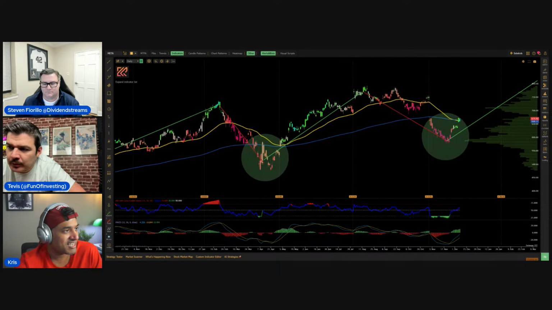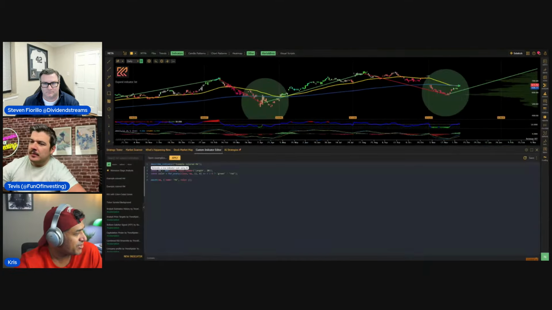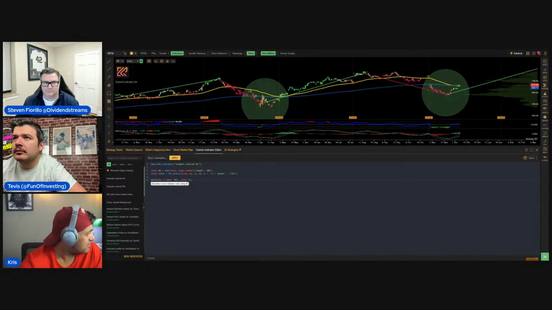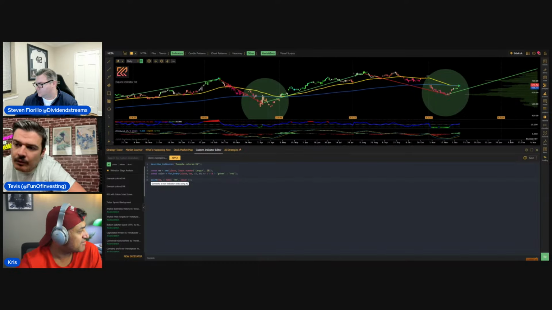One of the things they have is something called Sidekick, where you can go to your custom indicator and ask it to do stuff. They have a bunch of options here, and it'll code it for you. The cool thing is that you can actually have a custom indicator on here if you really wanted. That's the basic gist of it.